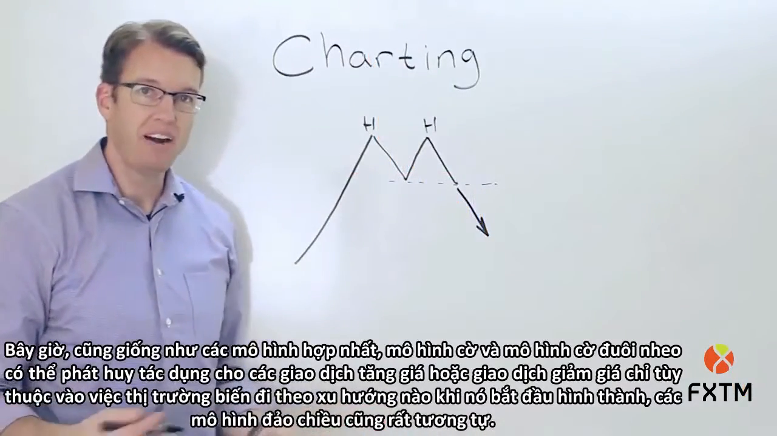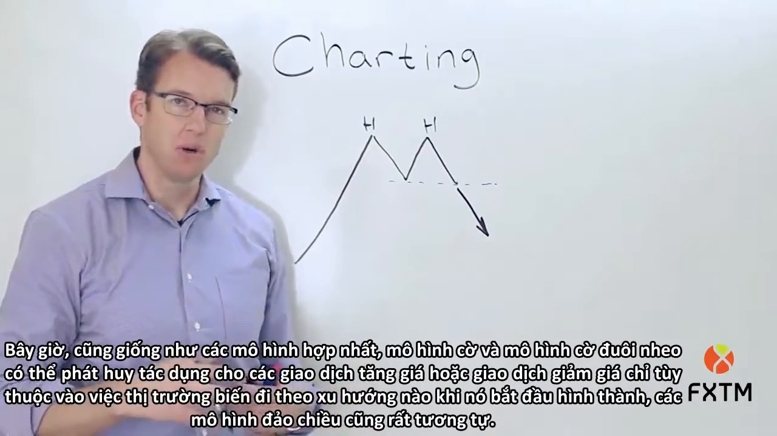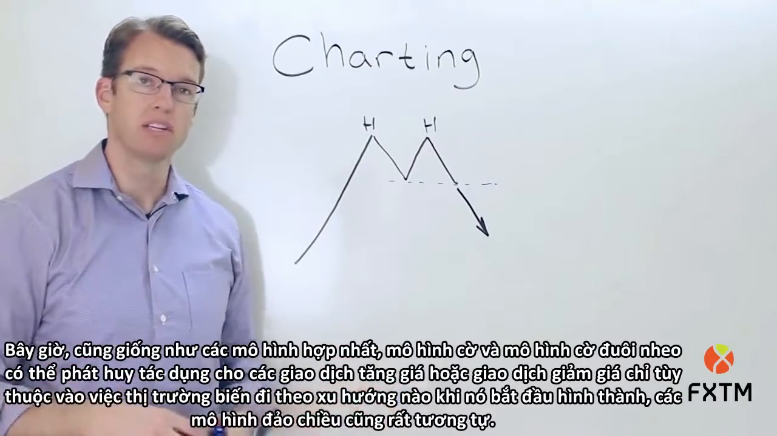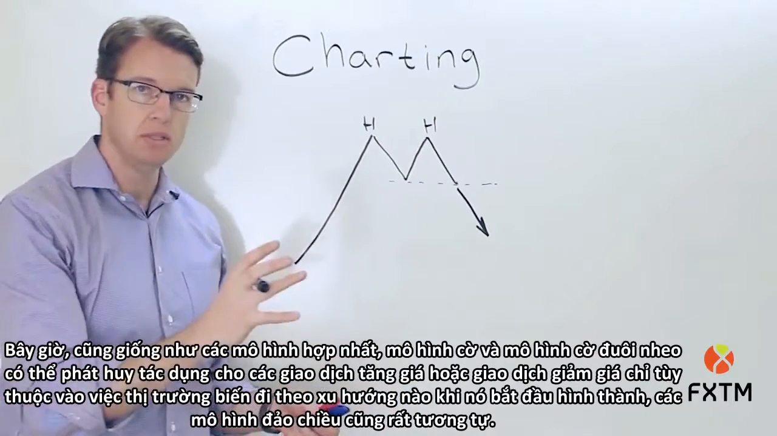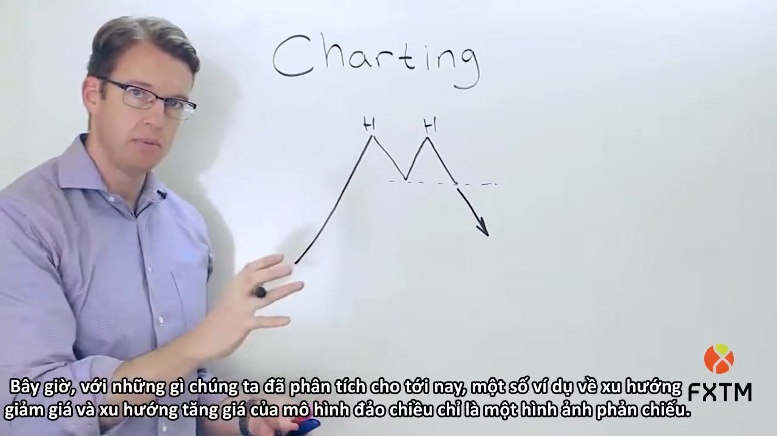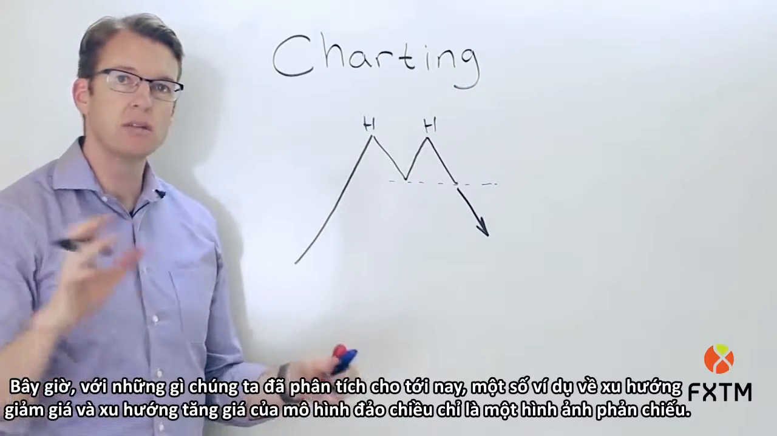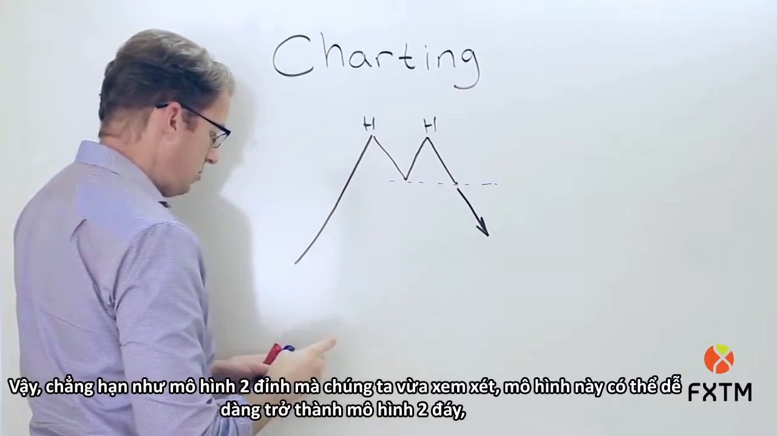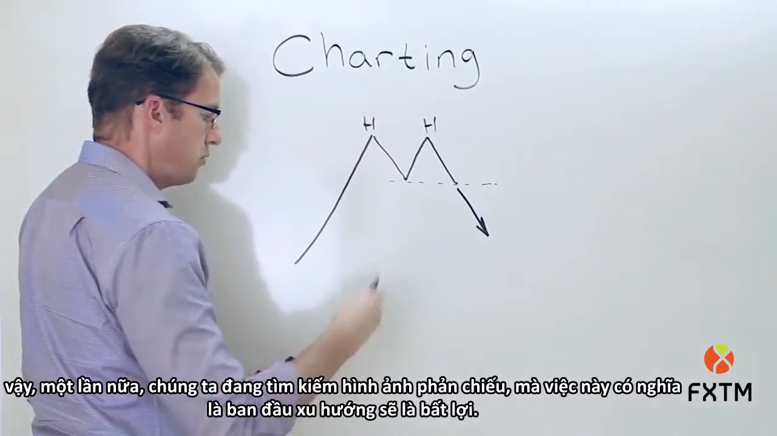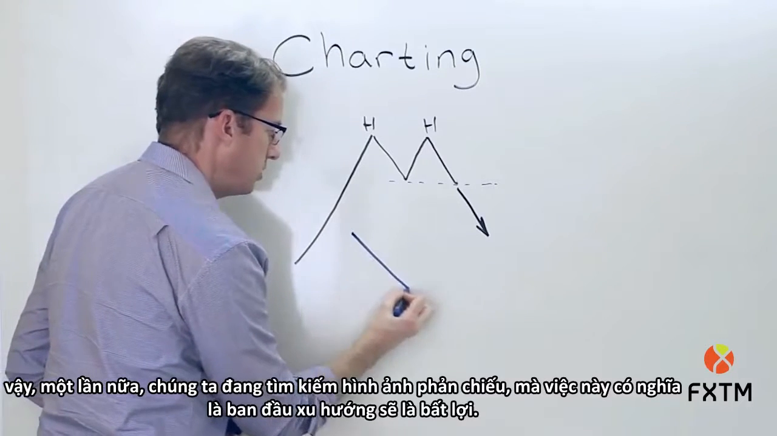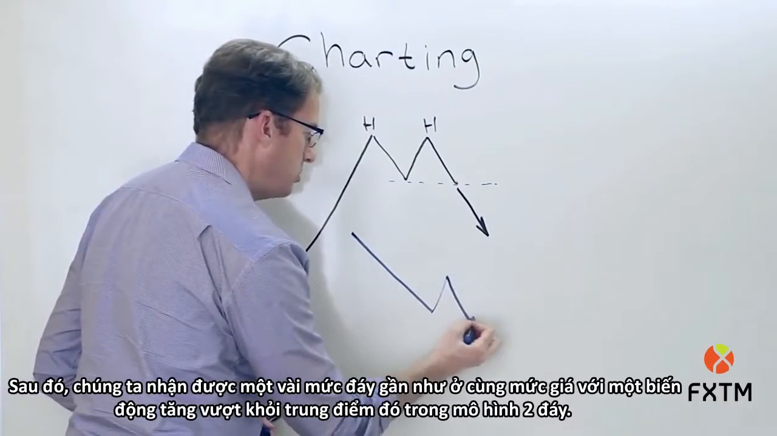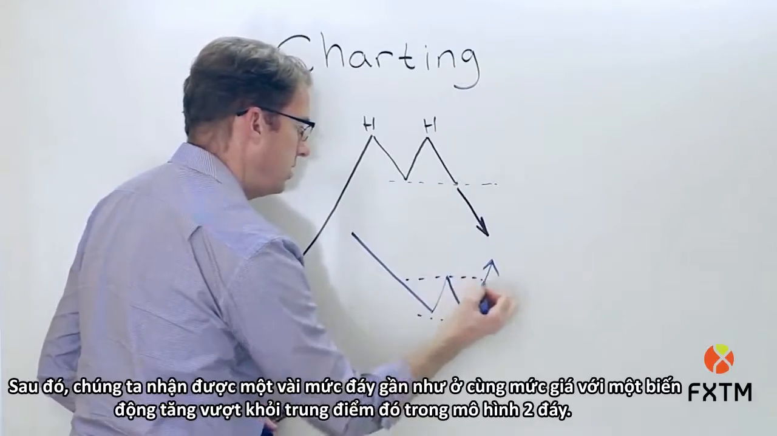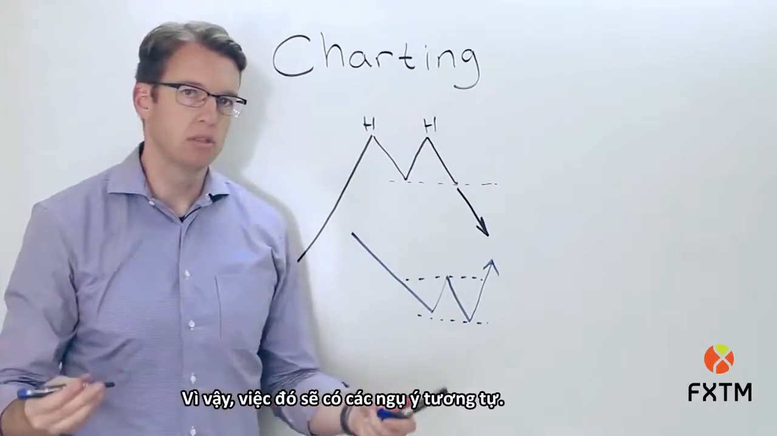Now, just like consolidation patterns like flags or pennants can work for either an upside trade, so a bullish trade, or a bearish trade, depending on which direction the market was going when it initially formed, reversal patterns are very similar. So far we've done some bearish examples, and bullish examples of reversal patterns are just the mirror image. So, for example, the double top that we just looked at could easily be a double bottom. So again, we're looking for the mirror image, which means that initially the trend would be negative. Then we form a couple of lows that are roughly at the same price level with a move up beyond that midpoint in the double bottom. So that would have similar implications.